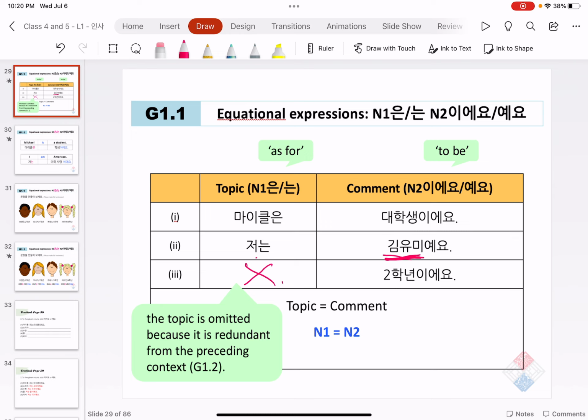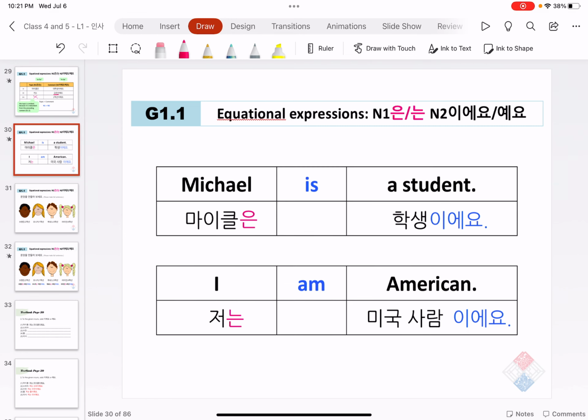Same thing for everything else. If I was talking about my mother, I don't have to say my mother is very kind. She likes cleaning. I don't have to say "she" all the time. I can just say my mother is very kind, likes cleaning, and start my sentences like that. And same thing here, equivalent expressions, and we're going to go ahead and practice.